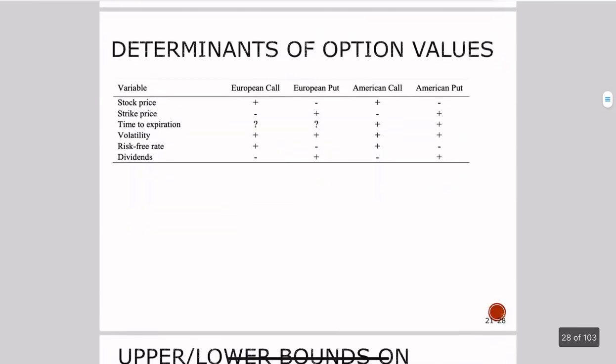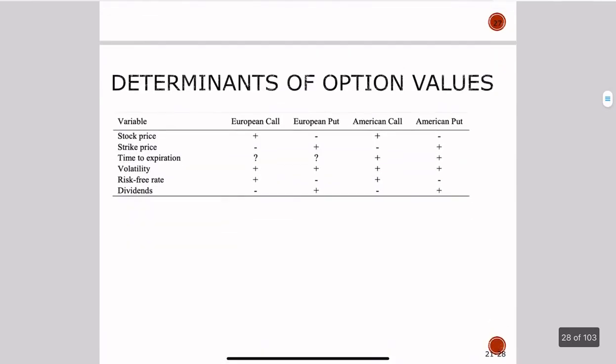Then we ended with this page. That is, we tried to discuss the determinants of option values, but we ran out of time, right? So we basically discussed the first three variables. That is how stock price, strike price, and time to expiration would affect the value of American calls and American puts. And we haven't discussed volatility. So you can see that if volatility is higher, both calls and puts will be more valuable.